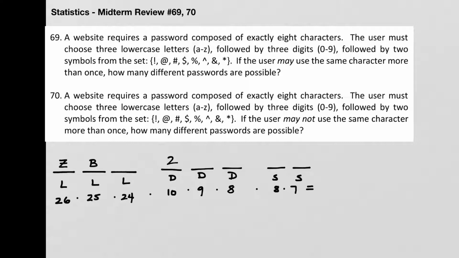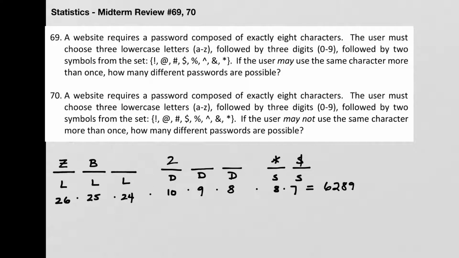So for the second symbol, I have 7 choices, because maybe I chose asterisk the first time, and then, you know, whatever it is, maybe dollar sign the second time. So I don't actually have to make choices, but sometimes it's easier to understand what's going on with the problem if you actually write in some choices there. So now I'm going to multiply all of this across.